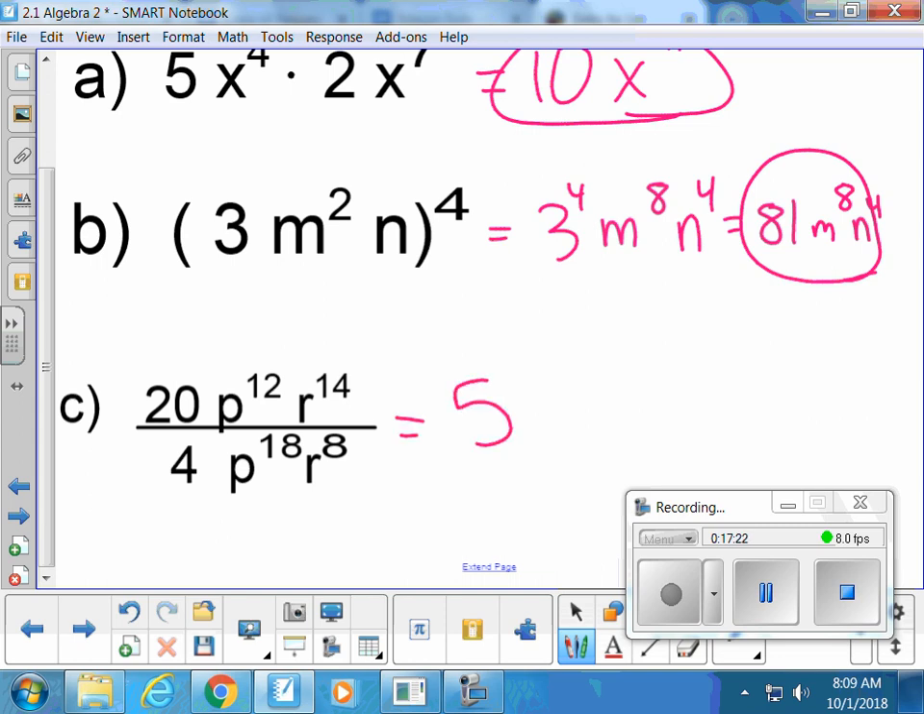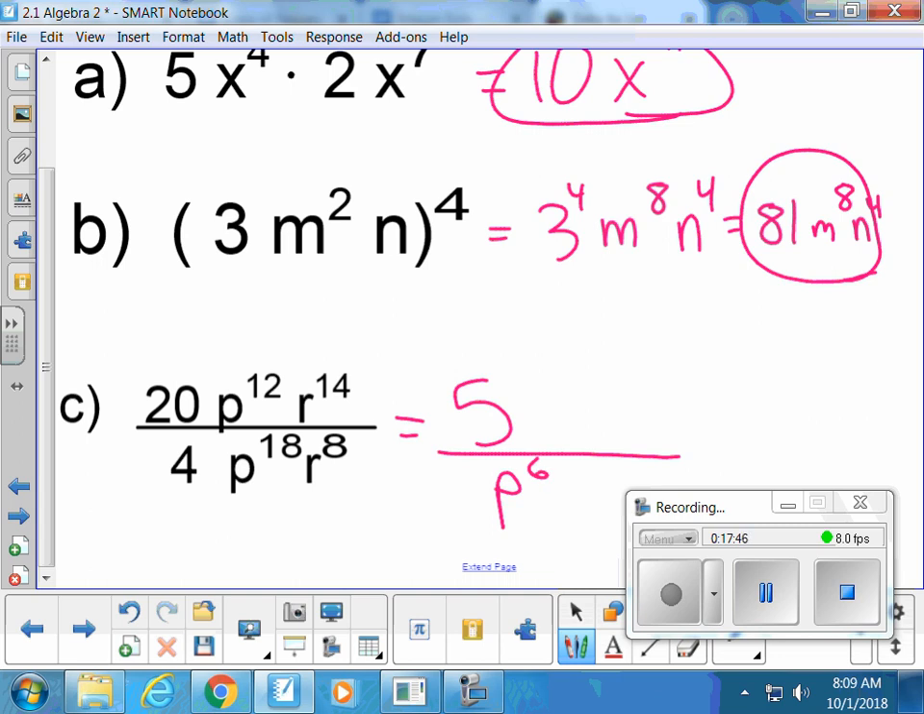Okay. Now let's deal with the P. So we're just looking at the P's. We're looking at nobody else, so we won't get confused. Bigger minus smaller. Put your answer where the bigger lived. So where's your bigger live? The denominator. So you'll do 18 minus 12. What's 18 minus 12? So p to the 6 will live in the denominator.